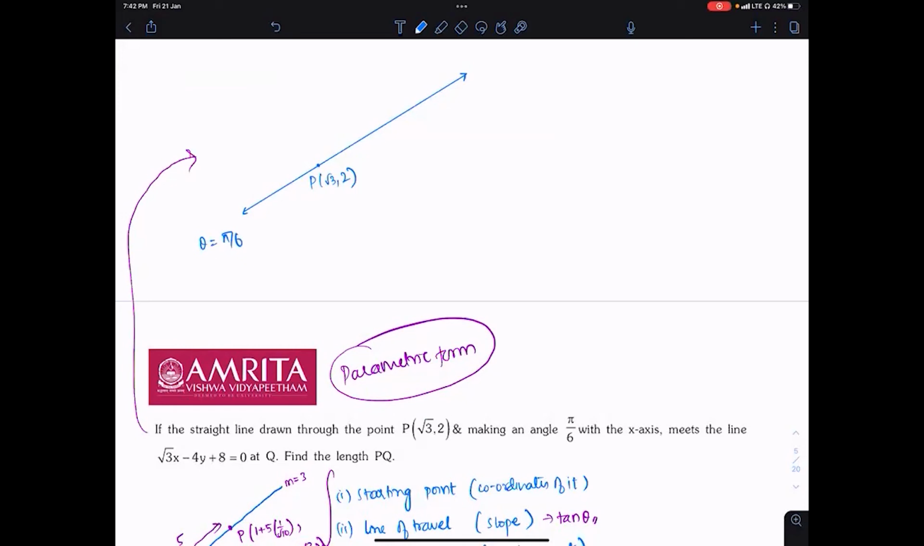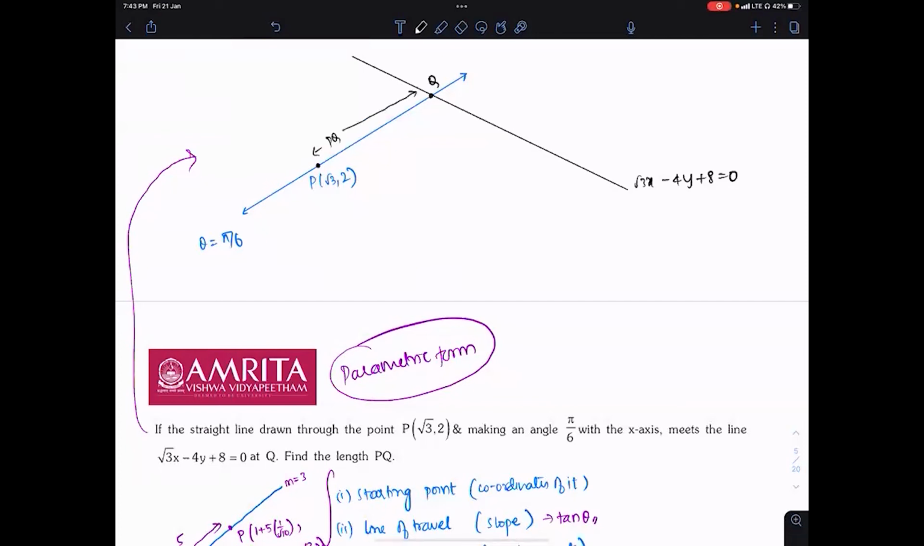It meets some other line. There is another line, which is root 3x minus 4y plus 8 equal to 0, at the point Q. Now what they are asking is the length PQ. Now here, the length is measured from P, no? So whenever the length is involved, you use the parametric form, that's all. Other than parametric form questions, the term length will rarely be used in the question. So let's say this length is PQ.